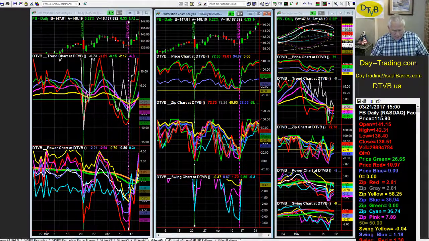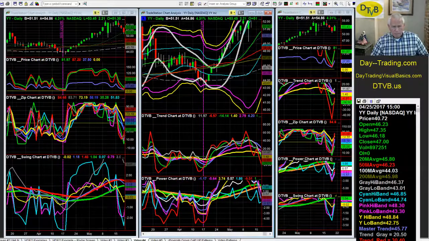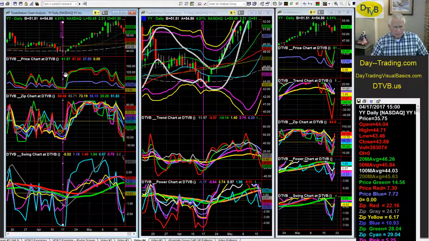All right, now let me go on to another example. In this example here, I have a pink line. The symbol is YY, and this is the day before the bottom of the cycle. I put it here specifically to point out a few different things. Number one, on the pink vertical line day, price red is at 7.3, blue is at 7.7, and green is at 14.5. So red is the lowest at 7.3. So this is a low.